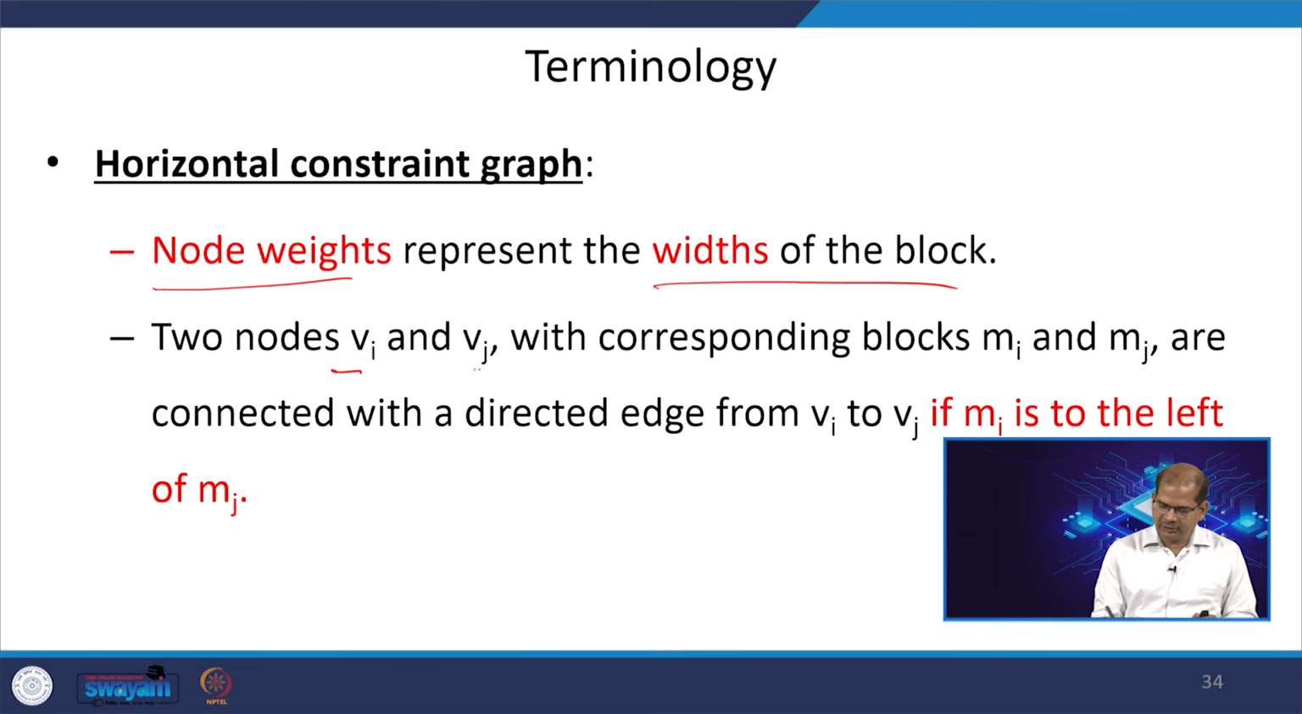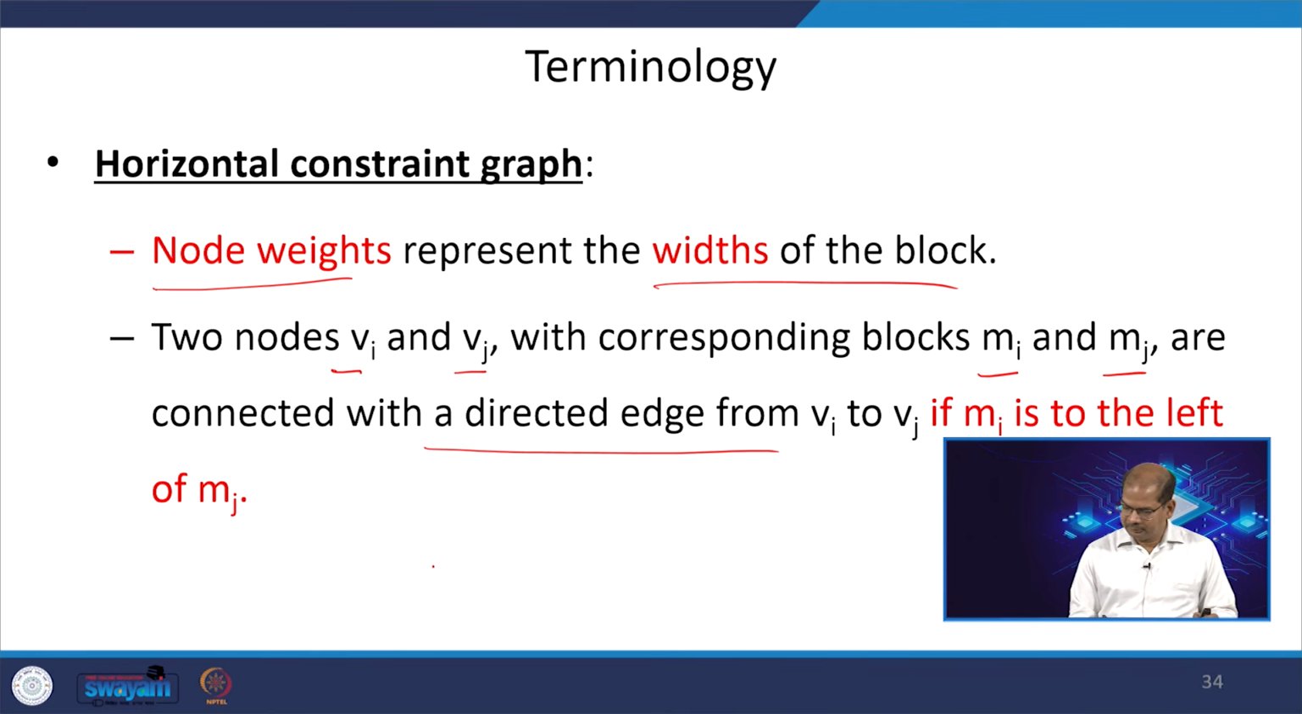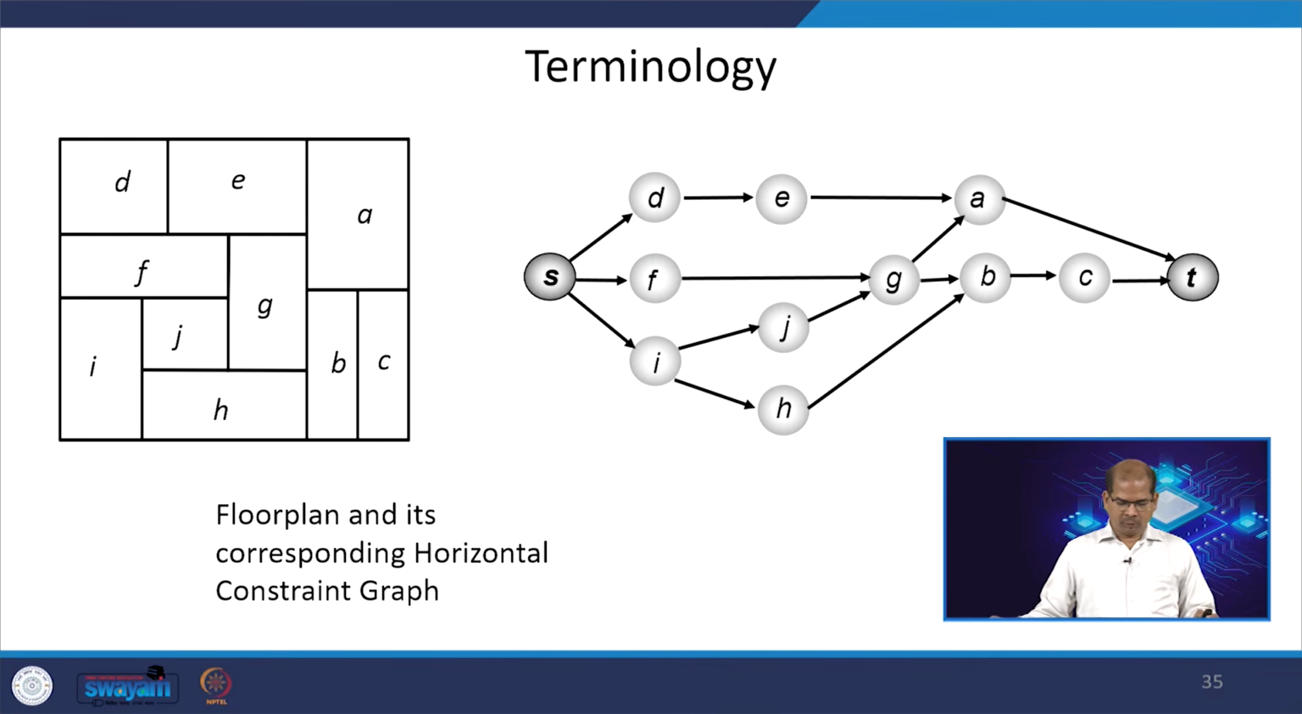I have two nodes, let us say V I and V j, which correspond to the blocks M I and M j. Then if I have a direction between them, let us say M I is left of M j, I have M I and I have M j. My arrow is from this to this, which helps me find the width of the global bounding box. So, this is basically the floor plan and its corresponding horizontal constraint graph. The left hand side is your floor plan and the right hand side is your horizontal constraint graph.